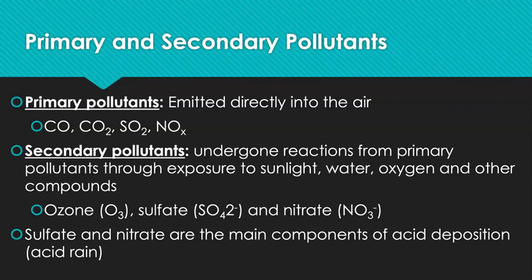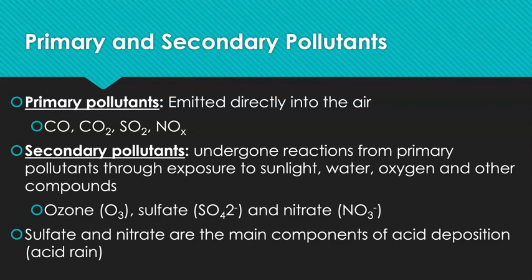These primary pollutants can then undergo further chemical reactions within the atmosphere, and they can form secondary pollutants. So secondary pollutants are chemicals that are not directly emitted. They come from the primary pollutants having chemical reactions in the atmosphere, usually through the exposure to sunlight, water, oxygen, or other compounds within the atmosphere that they react with. These secondary pollutants can include ozone, which is abbreviated O3, sulfate, SO4, and nitrate, NO3.